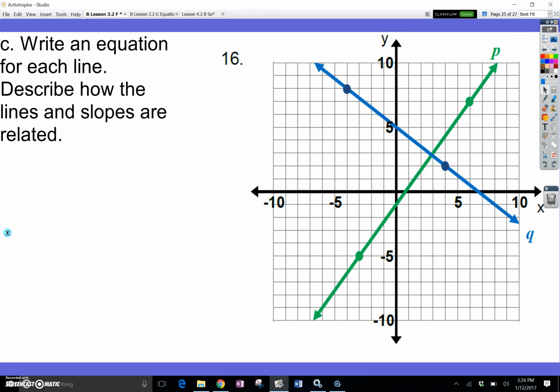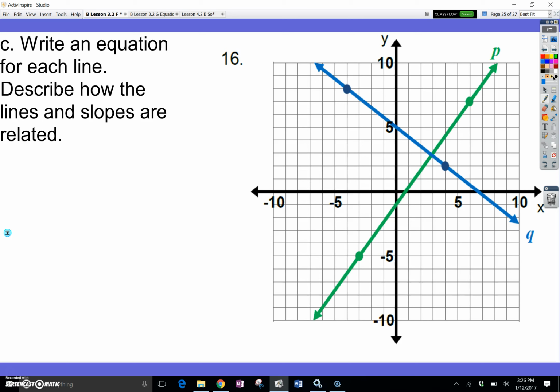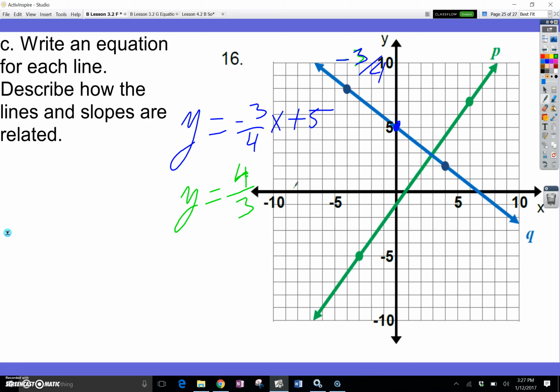Write an equation for each line. So on the blue line, we had a slope of negative 3 over 4. So negative 3 over 4 for the blue line. And now I just need to find the y-intercept, which is 5. So the blue line's equation is y equals negative 3 over 4 x plus 5. Now the green line had the opposite reciprocal, so the inverse. So its slope was positive 4 over 3 x, and now I just need to find the y-intercept, which is plus 1. So right there is the equation of this line.